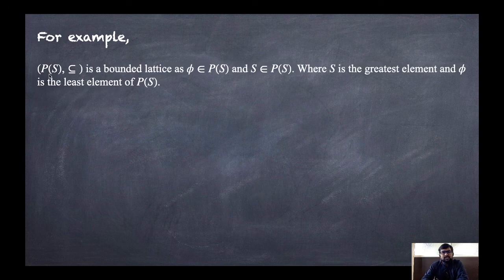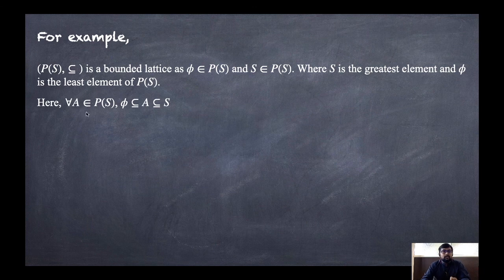Now for example, we know that P of S is the power set of S, and this subset relation is a bounded lattice, as phi belongs to the power set and S belongs to the power set of S. Here S is the greatest element of the whole graph, and phi is the least element of P of S. A bounded lattice has a least element and a greatest element.